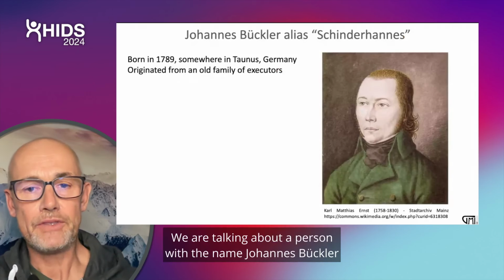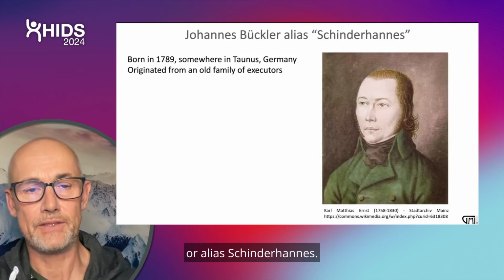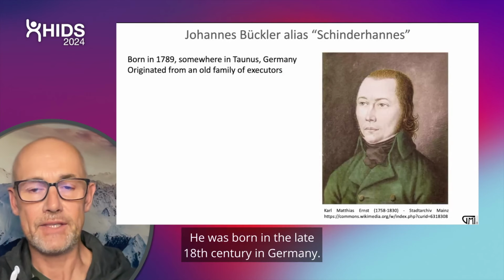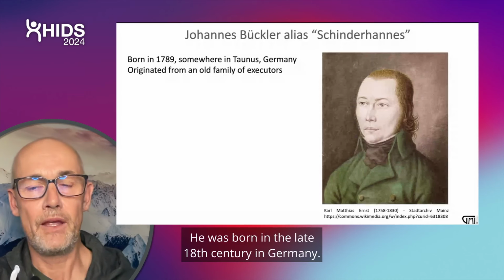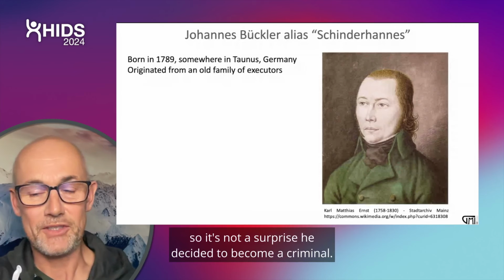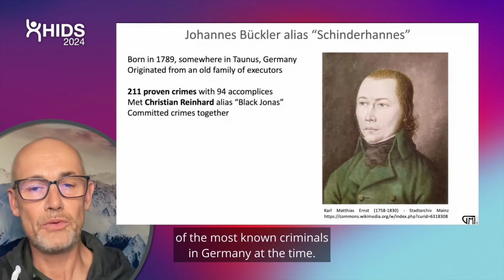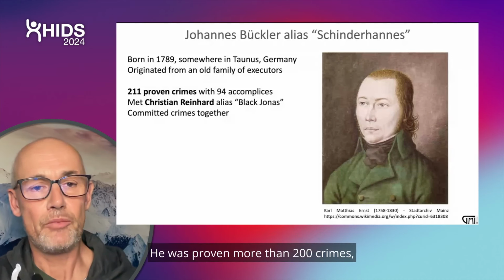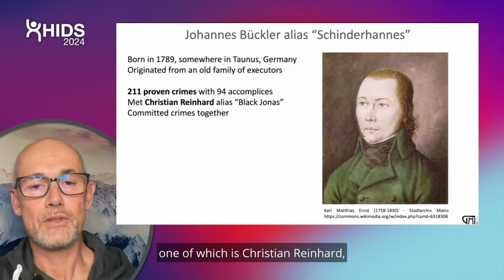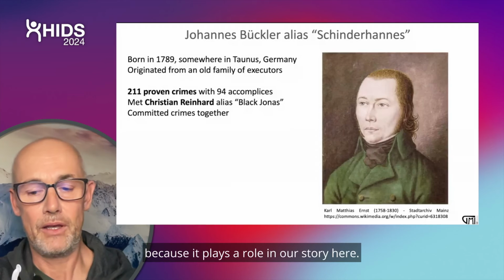We are talking about a person with the name Johannes Bückler, or alias Schinderhannes. He was born in the late 18th century in Germany. He originated from an old family of executors. So it's not a surprise he decided to become a criminal. In fact, he was one of the most known criminals in Germany at the time. He was proven more than 200 crimes, more than 90 accomplices, one of which is Christian Reinhardt, and I would like to mention this person because it plays a role in our story here.